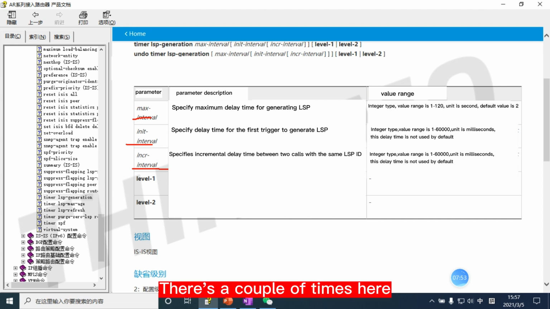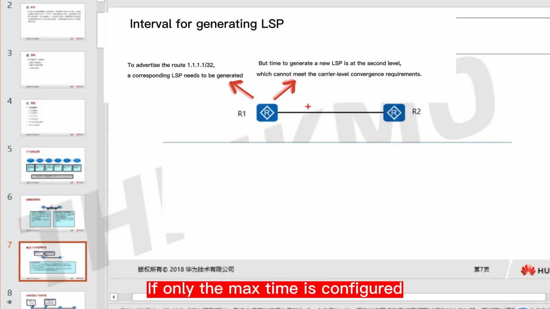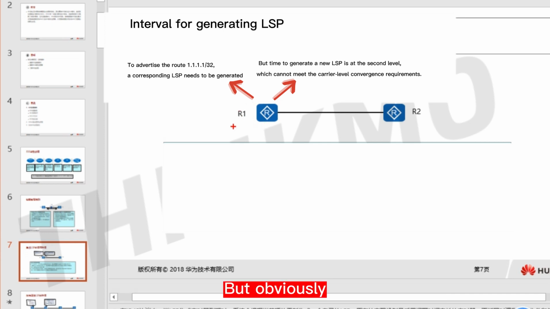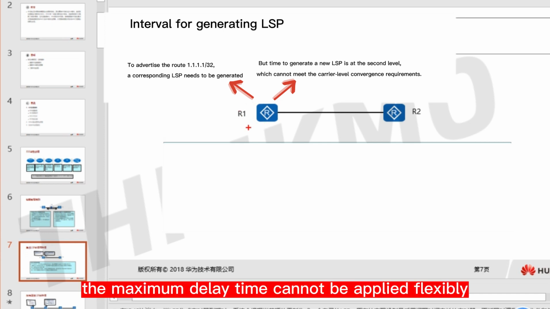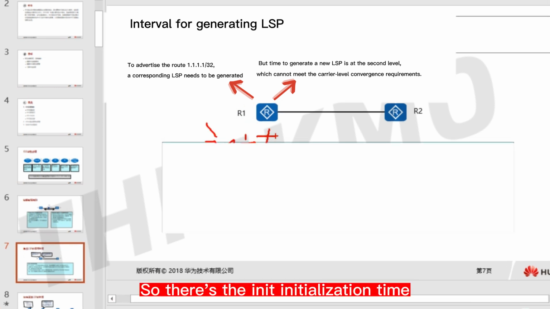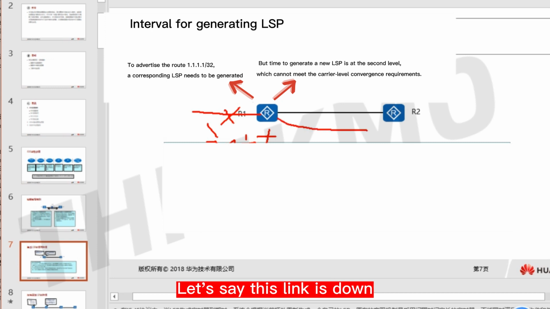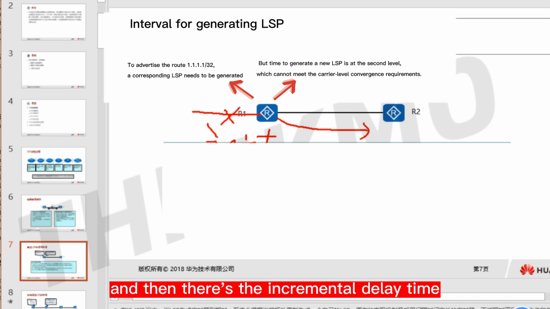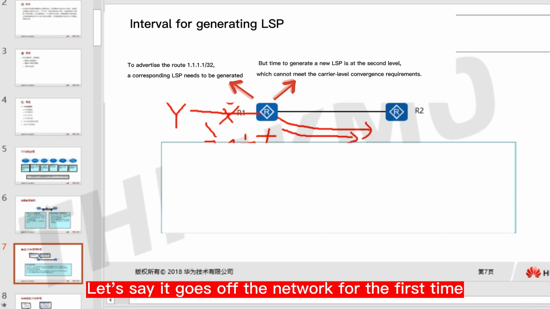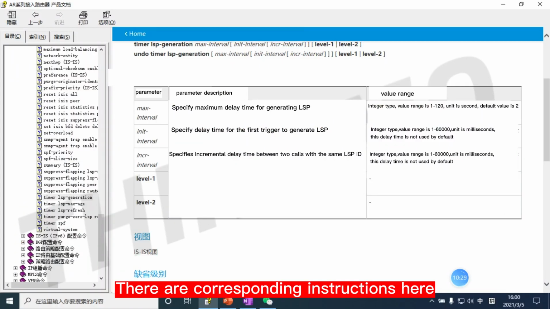There are a few times here. The first is max interval, the maximum delay time. If only the max time is configured, it specifies how long it takes to produce the LSP. But obviously, the maximum delay time cannot be applied flexibly. So there's the init initialization time. Let's say this link is down. The first trigger happens, and then there's the incremental delay time. Let's say it goes off the network the first time, and now the link has resumed, the second trigger. There are corresponding instructions here.